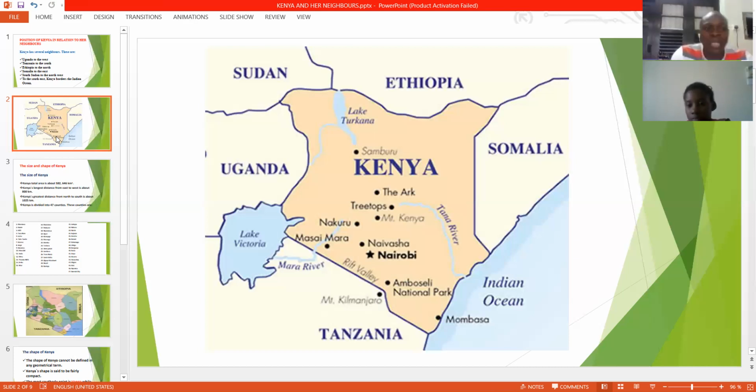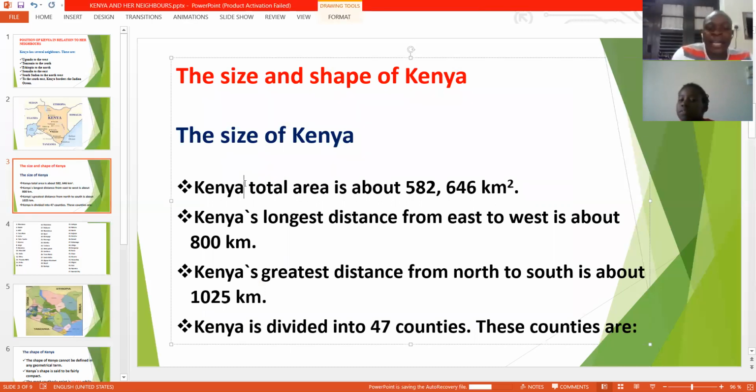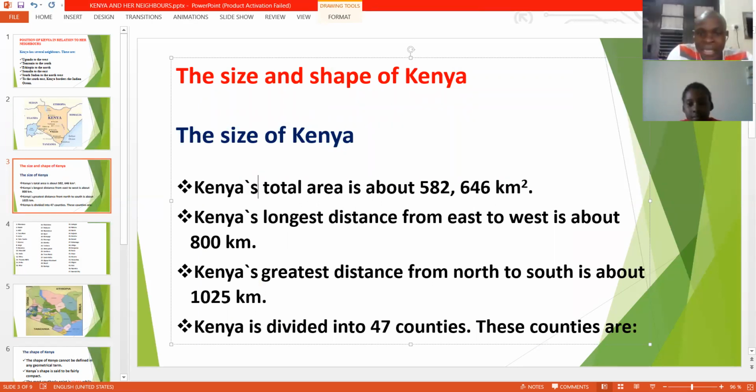So what I want us to start with is actually the size and the shape. So we are starting with the size. I believe you can see what is on the screen. Yes. So the size of Kenya. Kenya's total area is about 582,646 square kilometers. That is approximate. Remember, it is not exact, but that is approximate.